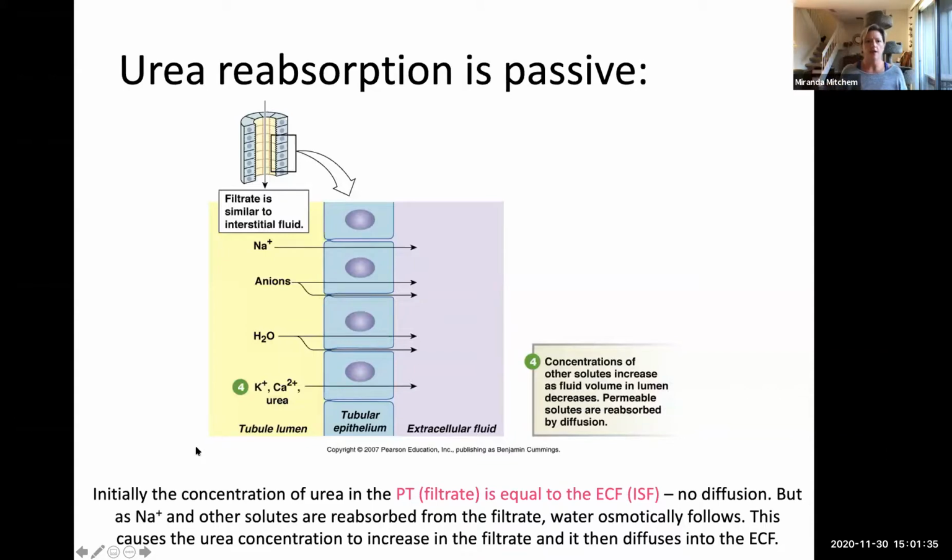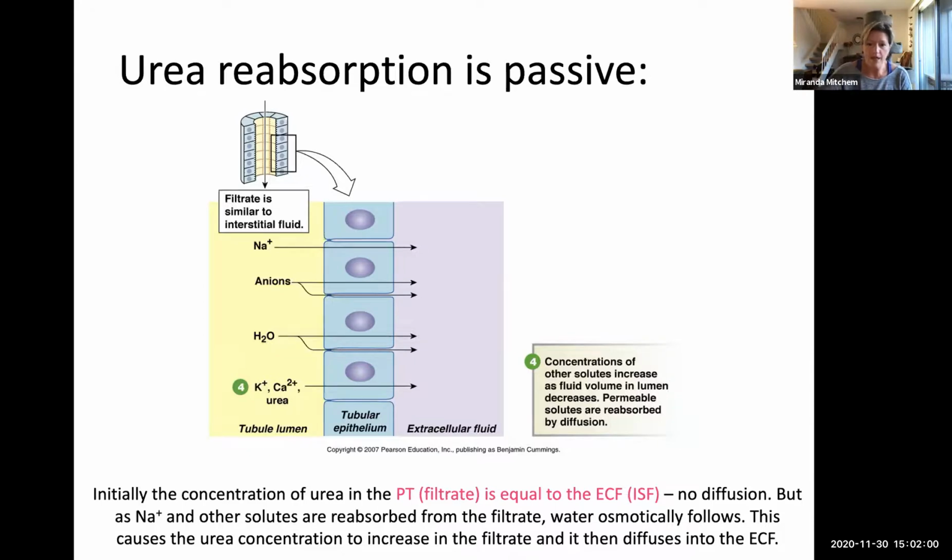To begin with, the concentration of urea in the filtrate is about equal to what is in the extracellular environment. Keep in mind that the composition of the filtrate is really similar to the extracellular environment. That means we don't have the gradients established to move many of our materials through diffusion. So we have to have other ways to do it.